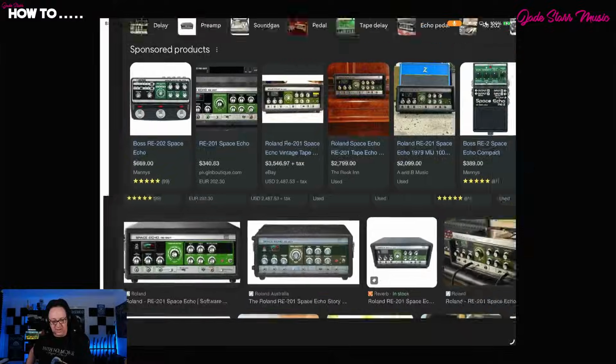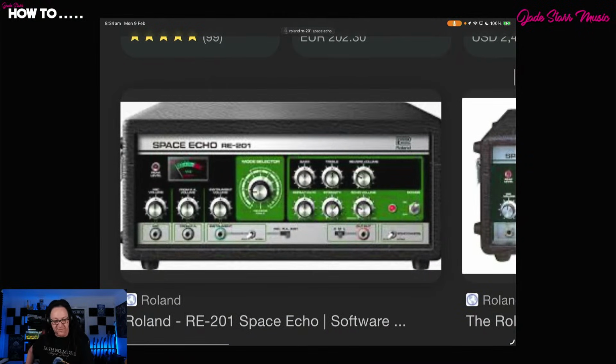We've got more pictures. I'm trying to get a picture of this one. The Roland RE201 Space Echo. This one is very well known, and there are so many emulations of it. Even when I do a quick Google search, most of what I find are pictures of the software these days.